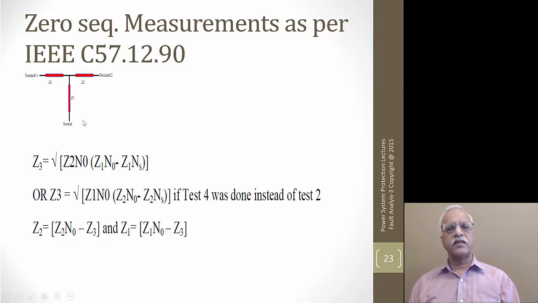For the zero sequence with respect to neutral, Z3 can be taken as the open circuit test from the secondary side with the primary open, and then the primary with the secondary open and the primary with the secondary short. If you do this test, that will be Z3. Or if you have done the other test, instead of test 4 done with the primary shorted from the secondary side, you can use this. Essentially, it gives you the same results as ZPS, ZPAT, and ZST.